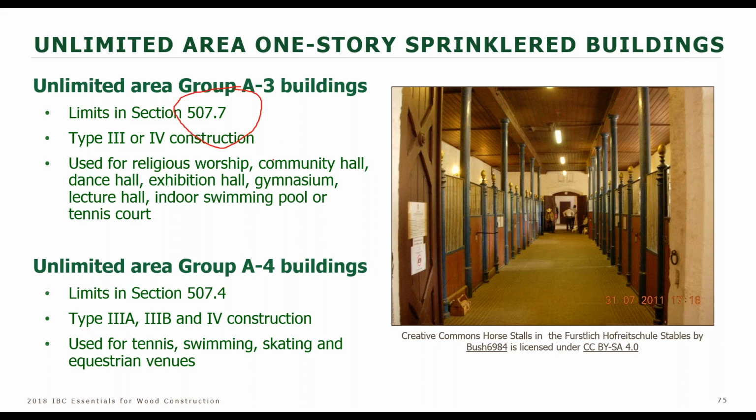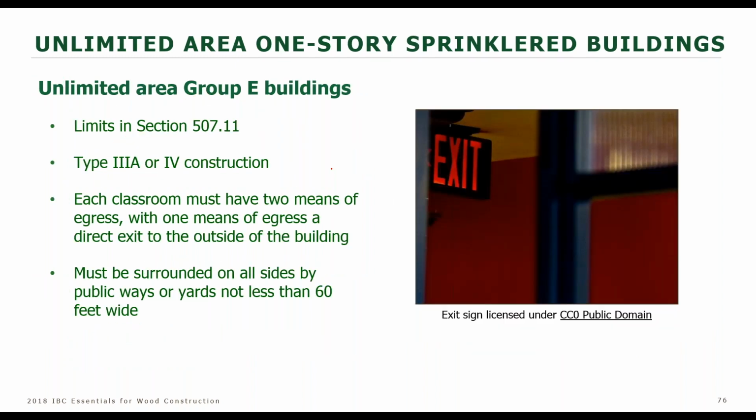I think it's single story. Construction types are limited. You've always got the sprinklers. You've always got the fire separation distance, minimum 60 feet. But even A-3 and some A-4 buildings, even some school buildings can be unlimited in area. So check 507. All the unlimited area buildings are listed in 507.